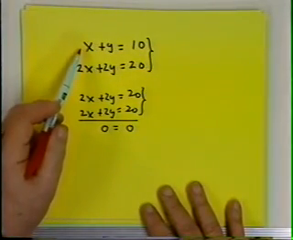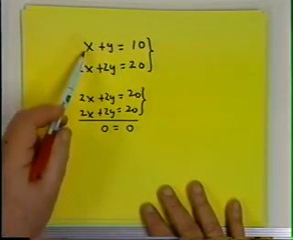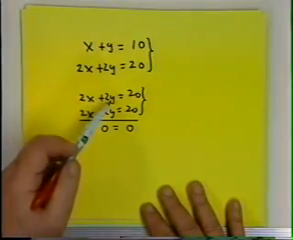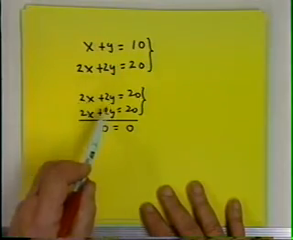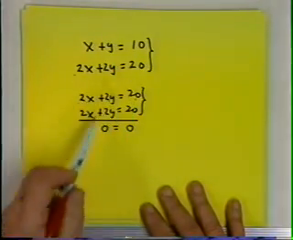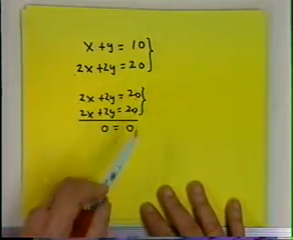So what do I get over here? Okay? I get what? 2 times x is 2x. 2 times y is 2y. 2 times 10 is 20. So the top equation is what? 2x plus 2y is 20. The bottom equation is 2x plus 2y is 20.